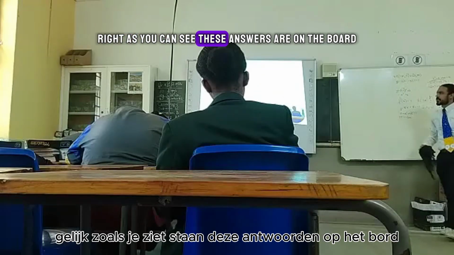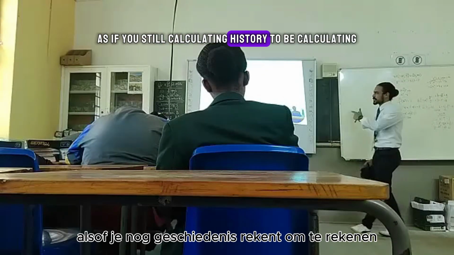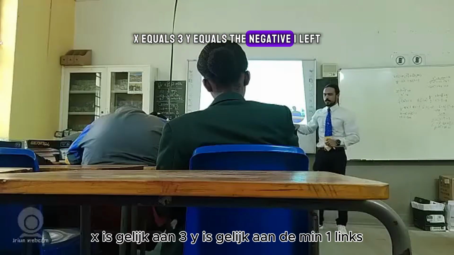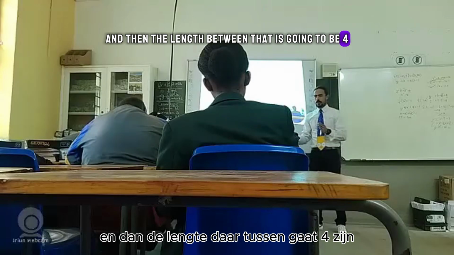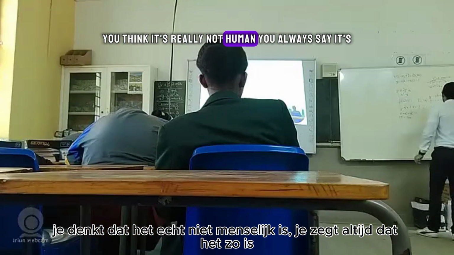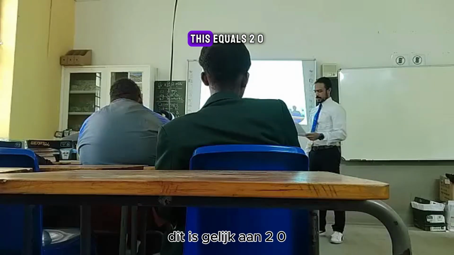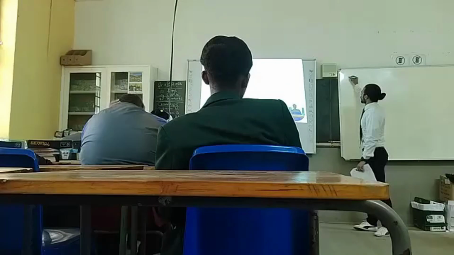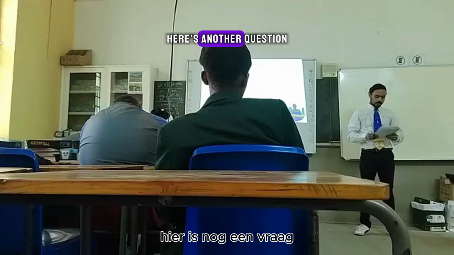Right, as you can see, the answers are on the board. The length of VP, those of you still calculating, just check that you're calculating correctly. X is equal to 3, Y is equal to negative 1. And then the length between them is going to be 4 units. If the measurement is not given, you always say units, please. Less than or equal to 0. That is between now. X is an element of negative 1. And then there's another derivative question.